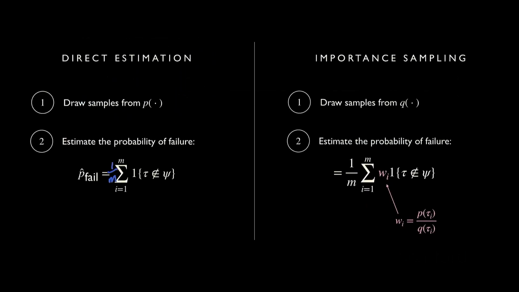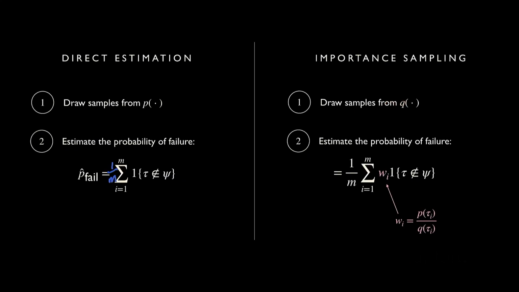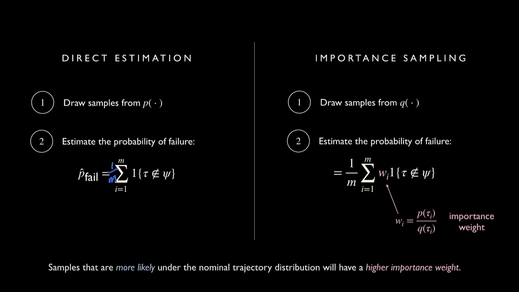Any other questions on this? So just to be clear, we're assuming that we know both P and Q, is that right? We are assuming that we know both P and Q, yes, but we only draw samples from Q. Oftentimes this weight here is called an importance weight, and the idea is that samples that are more likely under the nominal trajectory distribution, so this P of tau i, will have a higher importance weight.